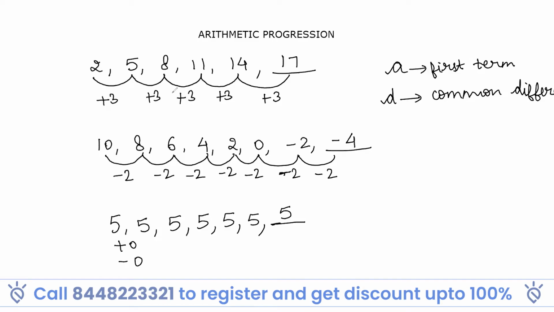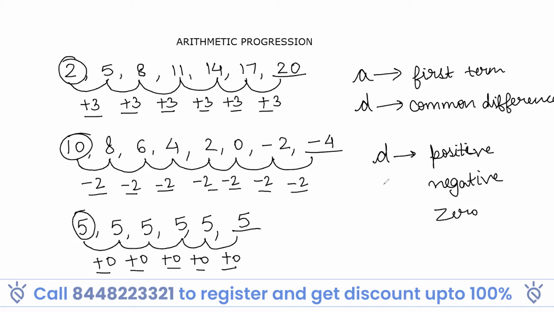Now here, as we have just observed, the common difference can either be a positive number, like in the first example I showed you, where the common difference is positive 3. It can also be a negative number, like in the second example, where the common difference is -2, or it can be 0. In the third example, we could observe that the common difference is 0. All right, children, understood till here? Perfect, very good.